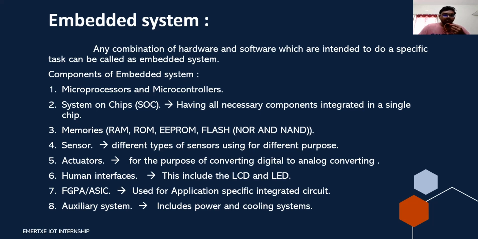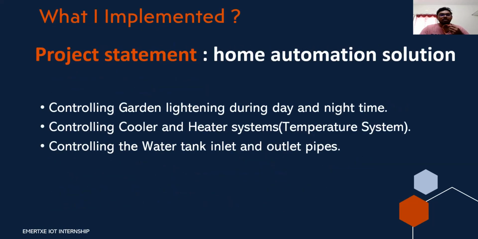And if you want to show any output, like movement or vibrations, that will be done by the actuators. For the human interface, of course, you will have LCD and LED displays, which present the output or input to the humans. And you'll have ASICs, application-specific integrated circuits, and auxiliary systems, which include power and cooling systems. Now, these are the main core topics which I learned.